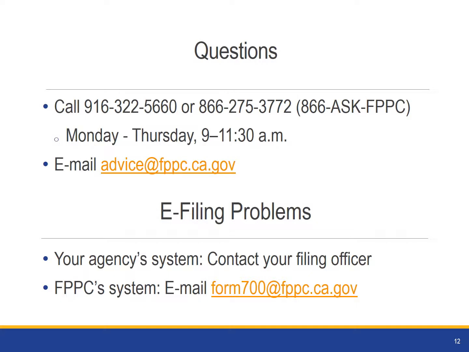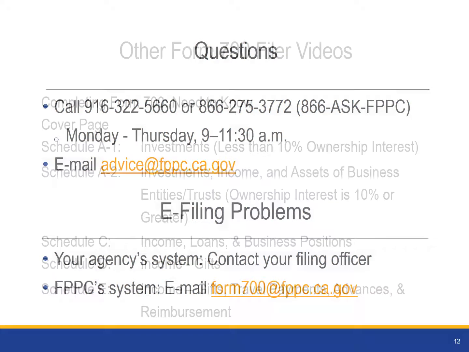If you have further questions on completing your Form 700, we are available to help. For questions on what to disclose or how to disclose it, call us at the number above or send us an email. If you are having technical problems with your agency's e-filing system, please contact the filing officer at your agency to see who provides support for your system. If you are having technical issues with FPPC's system, please send an email to the address noted on this slide.